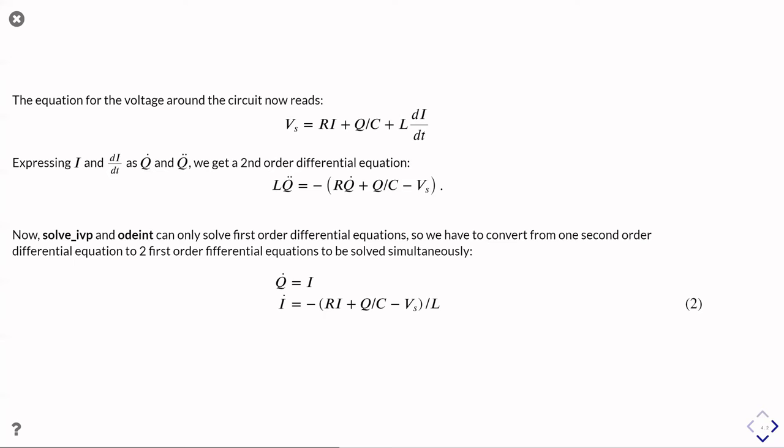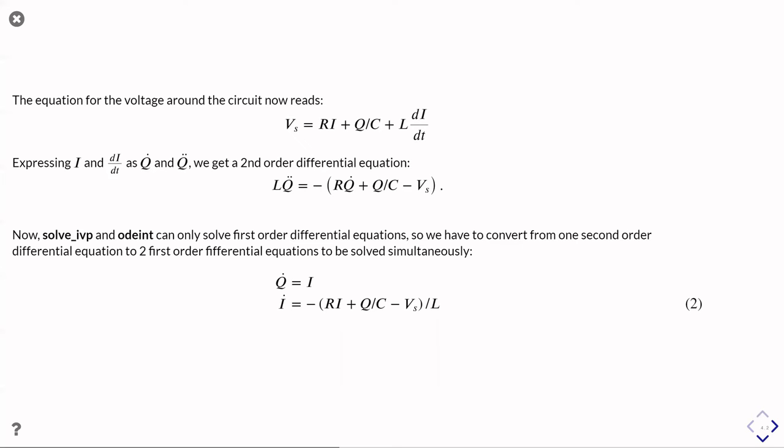So in order to go and use solve IVP on this, we have to somehow convert this problem to one that's only in terms of first order differentials. And actually that's quite straightforward, because what we can do is we can take one second order differential equation and represent it as two first order differential equations. And the way we do that is simply by noting that dq dt is the current, and then that second order differential equation we can write down in terms of di dt being a function of both I and q.